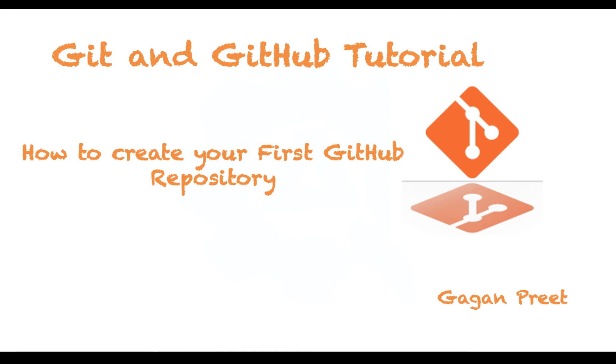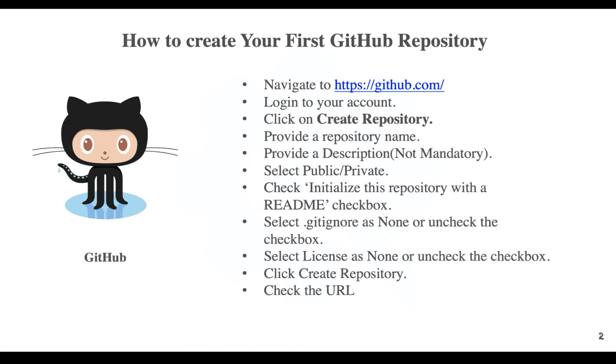Coming back to the video, we'll be following the below steps in order to create a first GitHub repository. We have to navigate first to github.com. We have to log in with your account. As I told previously, in the previous session I have already shown how to create and log in to your GitHub account. If you are not aware about that, please go back and check it. And then we'll see how to create a repository.